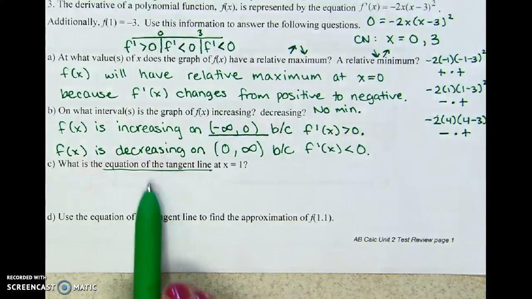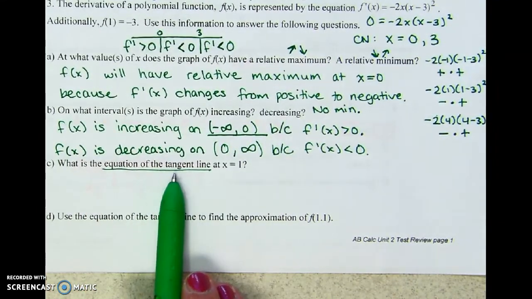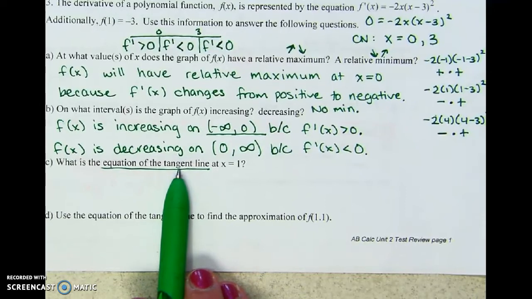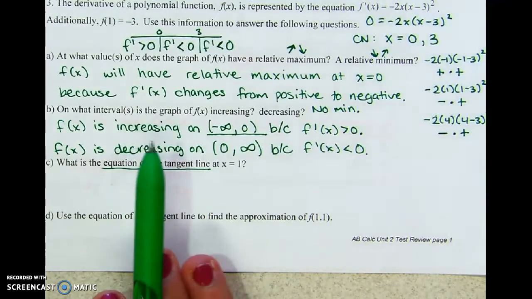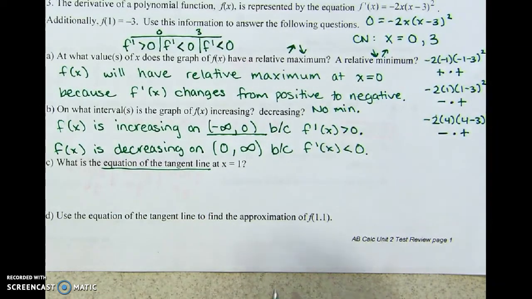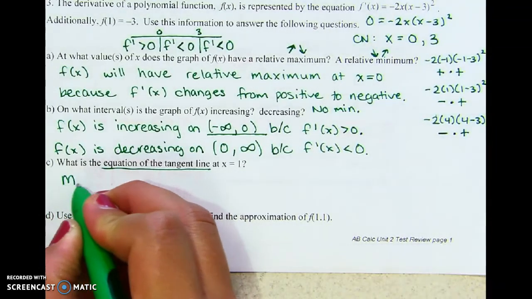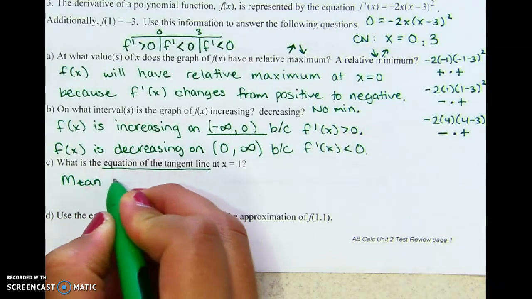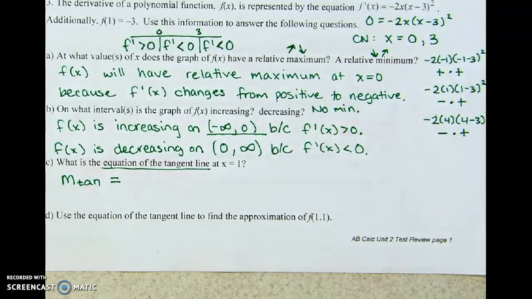Okay, so what two things do you need for an equation of a tangent line? We need a slope and a point. Yes? So first we need the slope of the tangent line. How do you get a slope of a tangent line? What do you use?